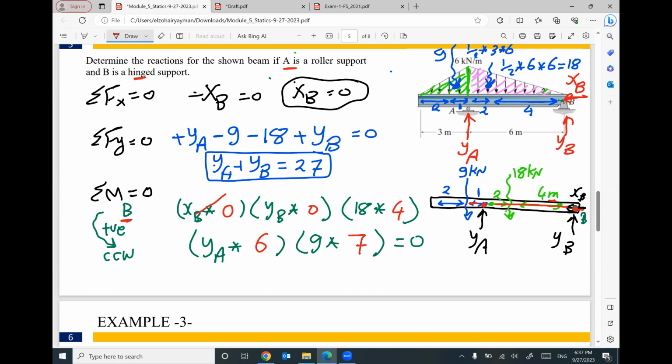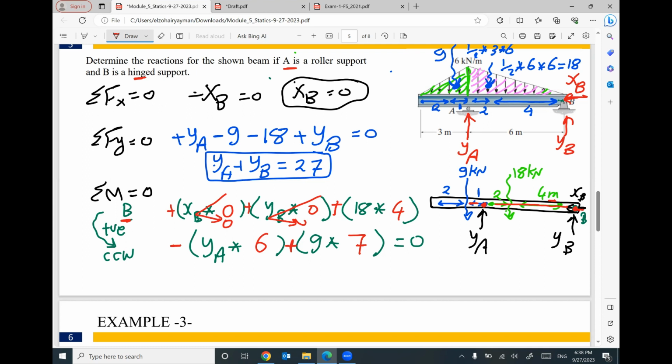I don't care about this sign, positive or negative. I don't care about this one, positive or negative. I think 18 times 4 will rotate counterclockwise. I think YA times 6 will rotate clockwise. It will be negative. I think 9 times 7 will rotate counterclockwise. It will be positive.